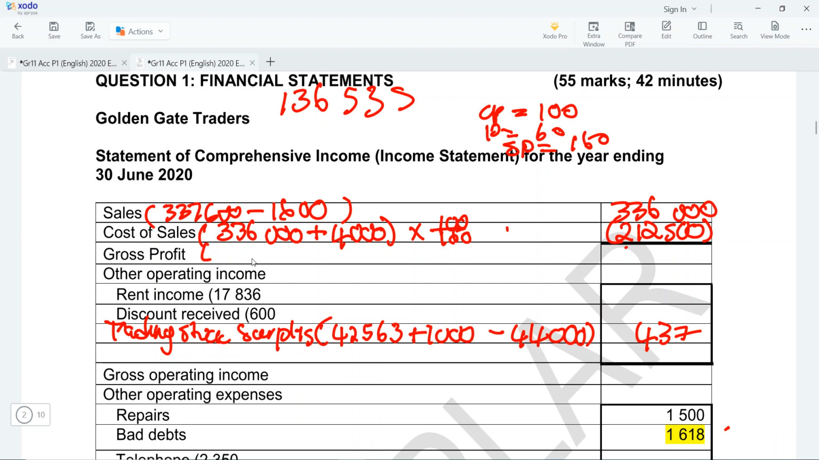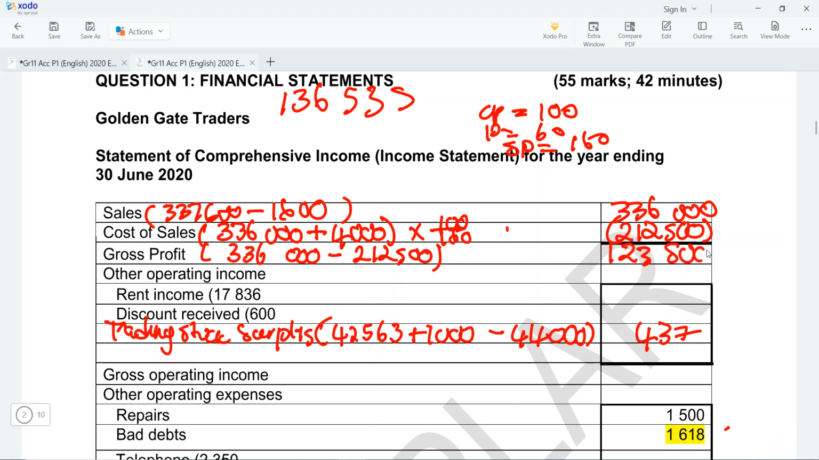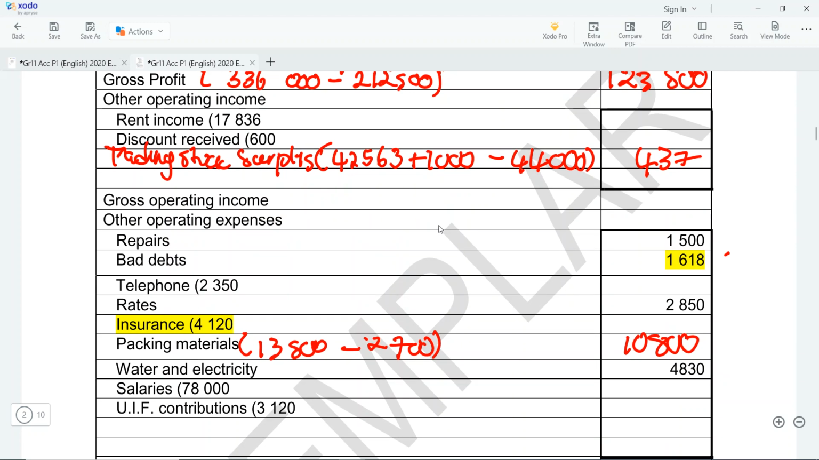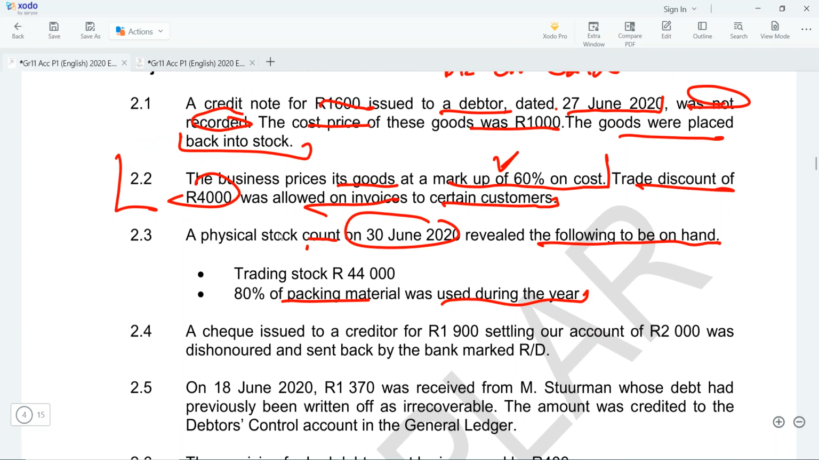Remember, to get gross profit, you're going to say 336,000, then you say minus 212,500, then you will get your gross profit, and then you get a mark for that. So let's do it. 336,000 minus 212,500, it is giving us 123,500, and then we are done with this part. You have around over 9 marks here just by the information that we have entered so far. Then you are done. Okay, then you can move on to the next transaction.